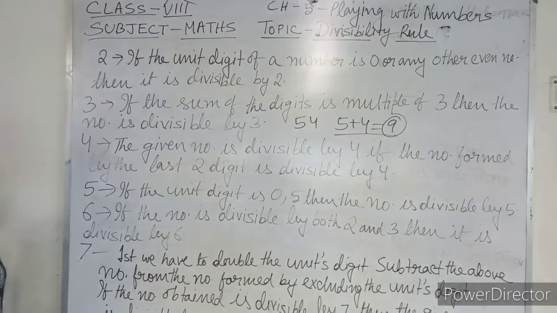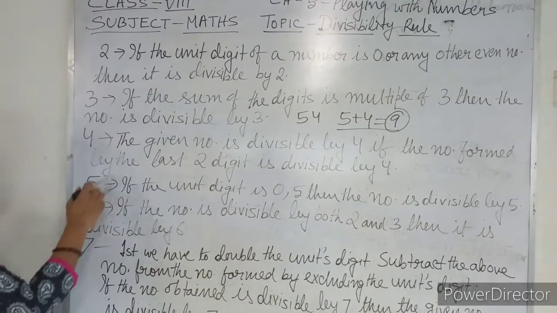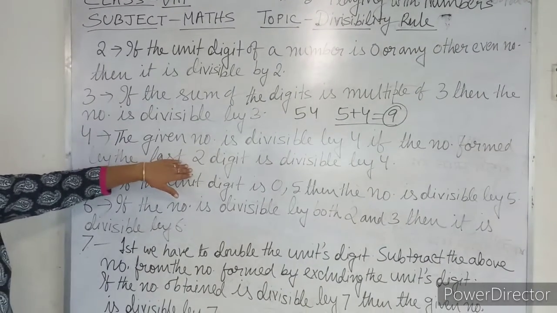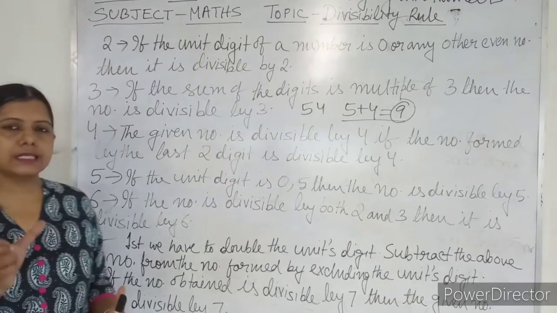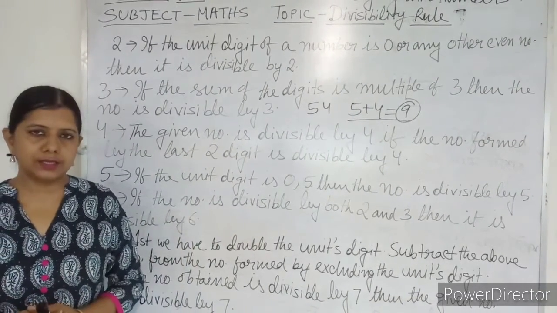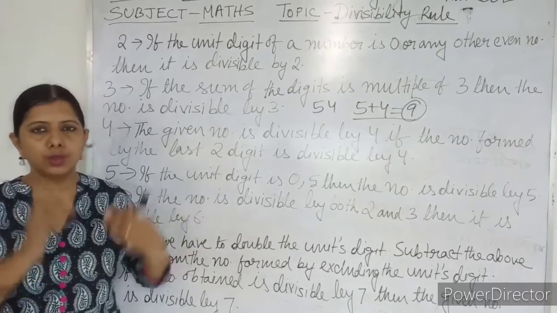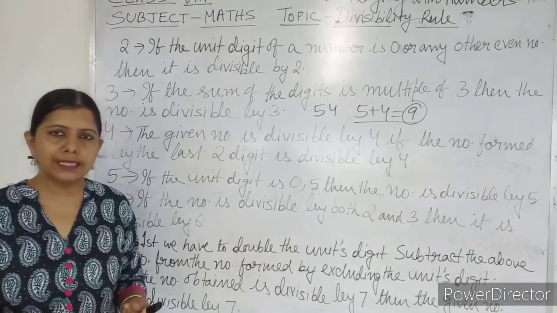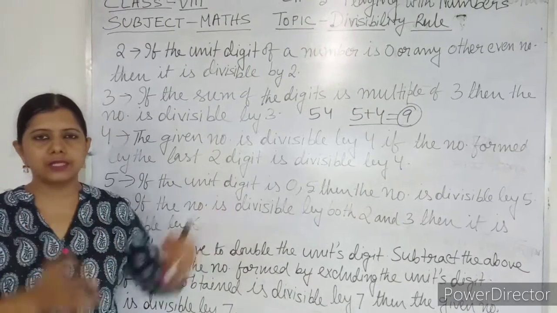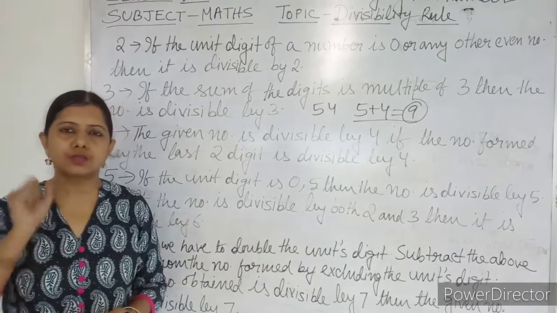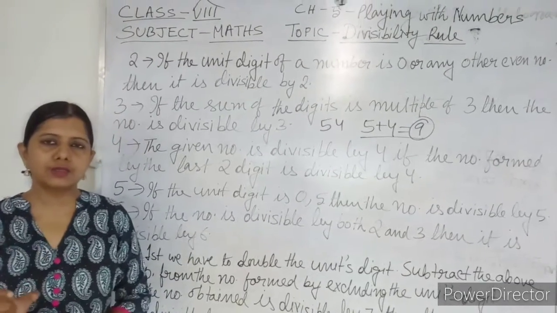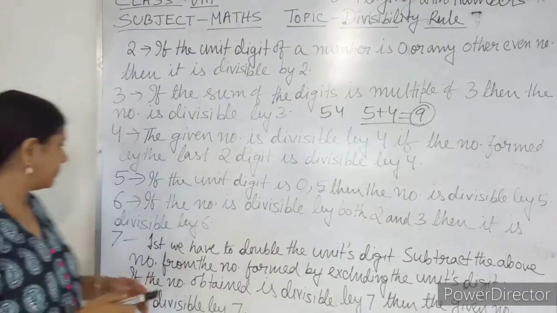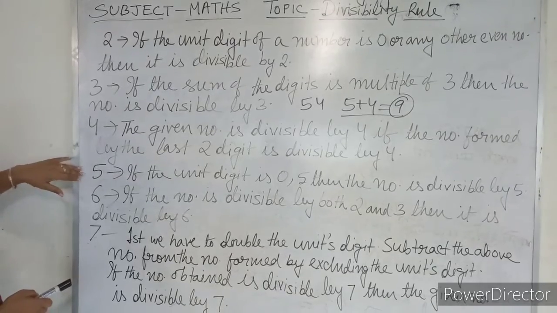The given number is divisible by 4 if the number formed by the last 2 digits is divisible by 4. That means this rule is applicable when the number has 3 digits or more. Because if the number is formed by only 2 digits, there is no use of this rule. If the number has more than 2 digits, that is 3 digits, 4 digits, 5 digits, you only have to consider the last 2 digits. The number formed by the last 2 digits, if that is divisible by 4, then the whole number is divisible by 4.